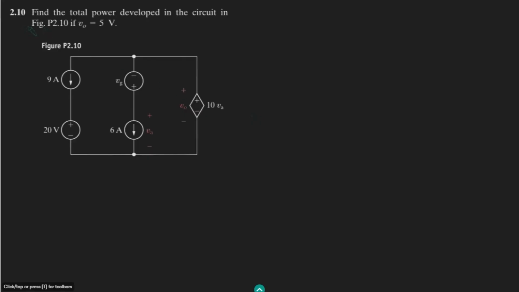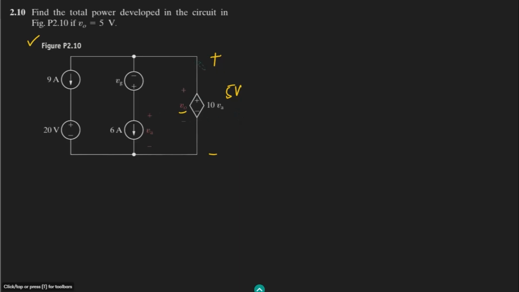Welcome back, guys. This is question 2.10, and the statement of this question is: find the total power developed in the circuit in figure P2.10 if V naught is equal to 5 volts. So this is figure P2.10, and here the value of V naught is given, and the value across it is 5 volts.